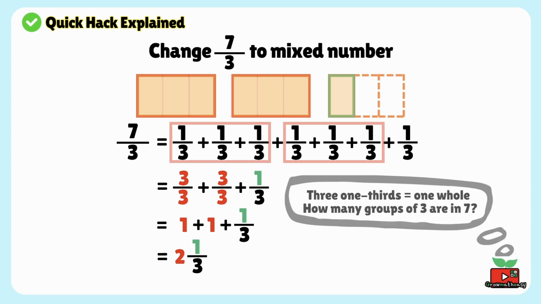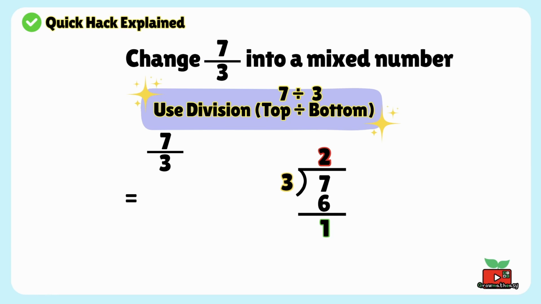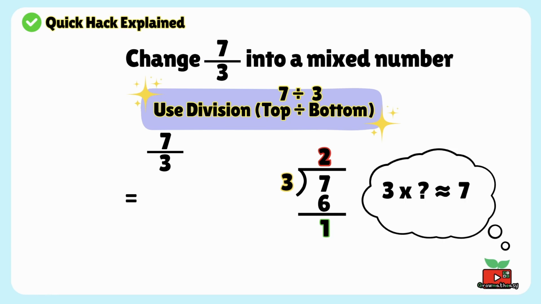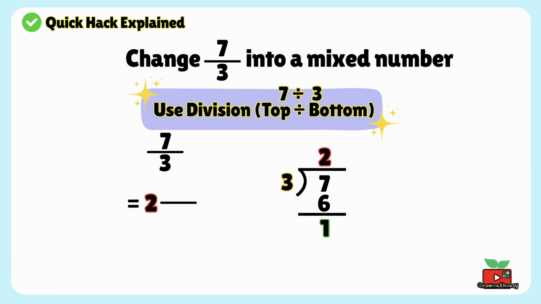In this case, we know that every group of 3/3 makes a whole. So if we can find how many groups of 3 are in 7, we'll know how many whole numbers there are in the mixed number. That's exactly what division does. It tells us how many groups of 3 fit into 7. There are 2 groups of 3 in 7, with the same denominator 3, and the remainder 1 tells us the part left over, which becomes the numerator of the mixed number. So we get 2 1/3. So simple.